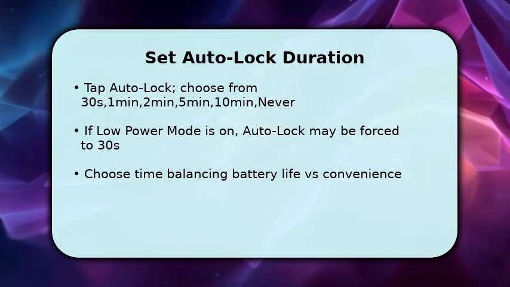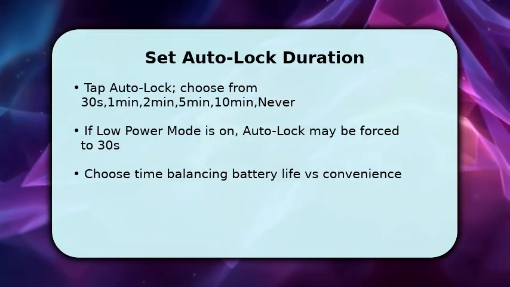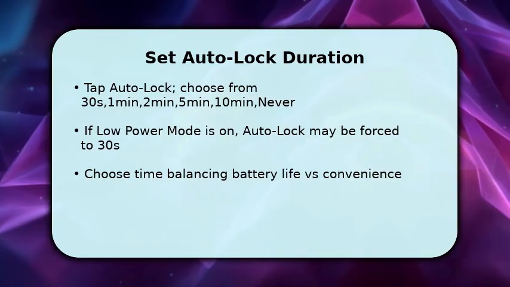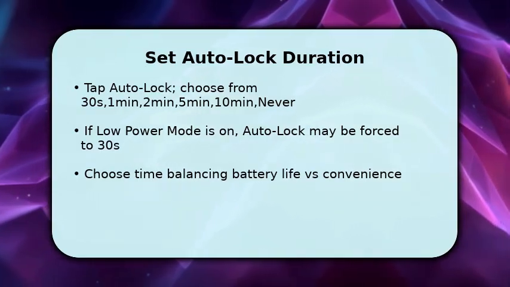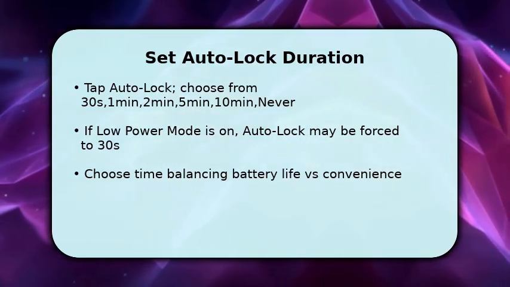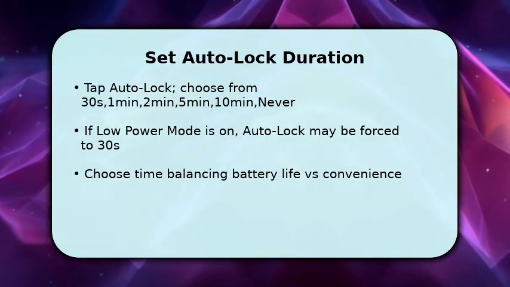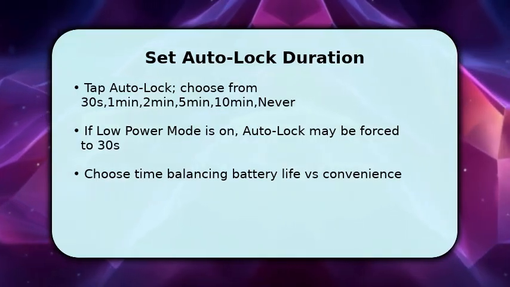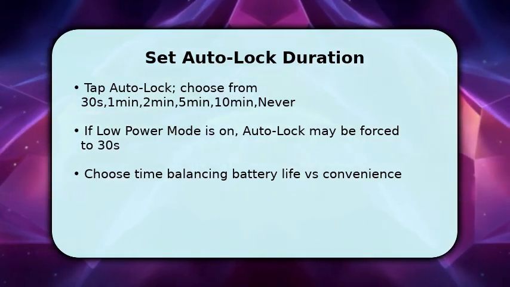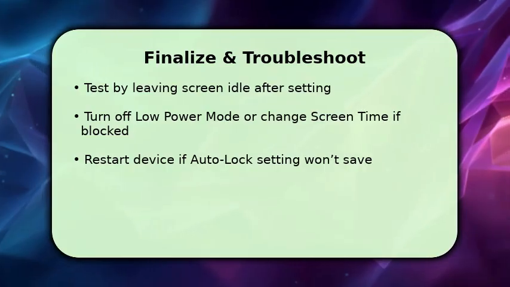Once done, exit Settings and test by leaving the screen idle to confirm it sleeps at the chosen interval. If low power mode is active, remember iOS may override and lock at 30 seconds. Turn it off if you need longer. Finish by testing your choice. Leave the phone idle and observe when it sleeps.